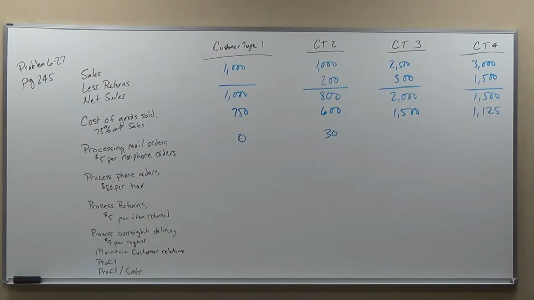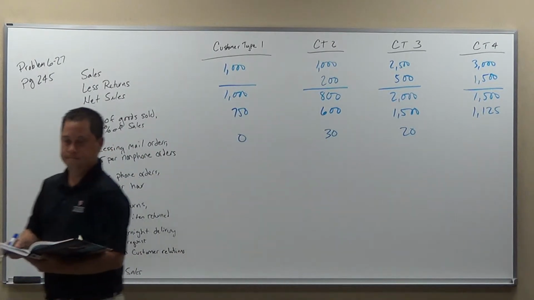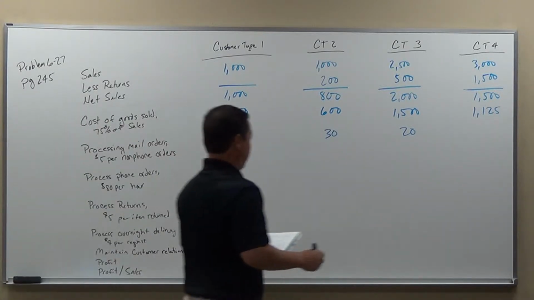The next one, again, we have 4 in customer type 3 orders per year. Multiply that times the 5, which will give us 20. And then lastly here we have 12 orders per year, and 12 are done by phone. So all of them are done by phone, so we're not going to worry about that. It's going to be 0 then.